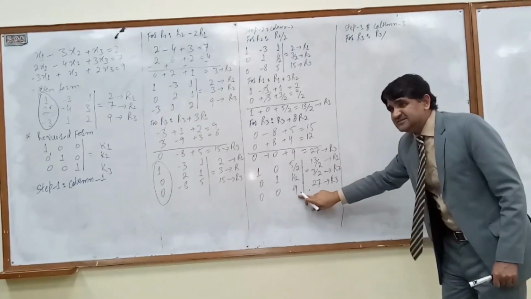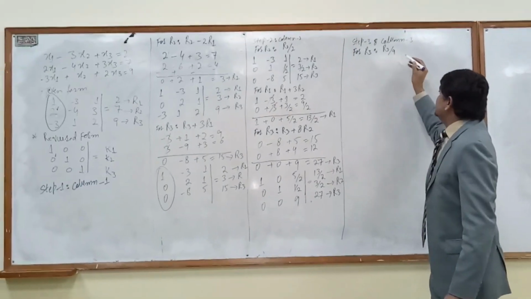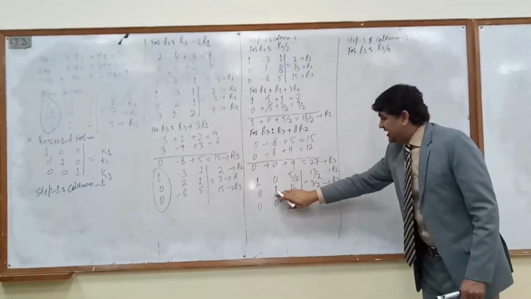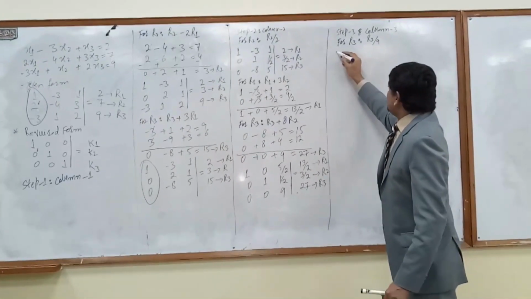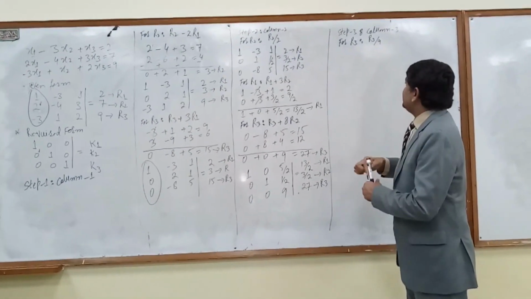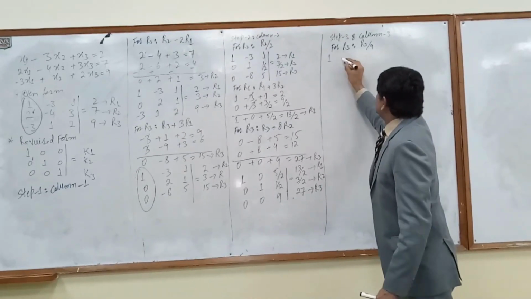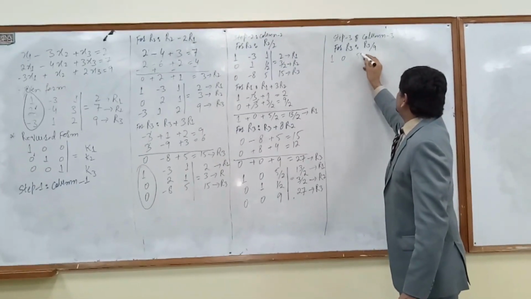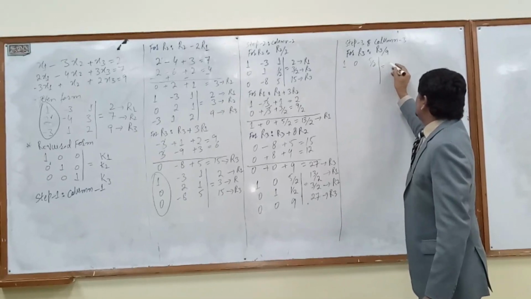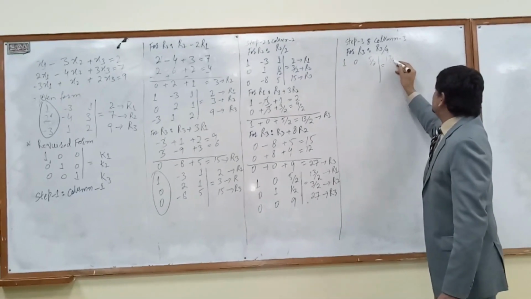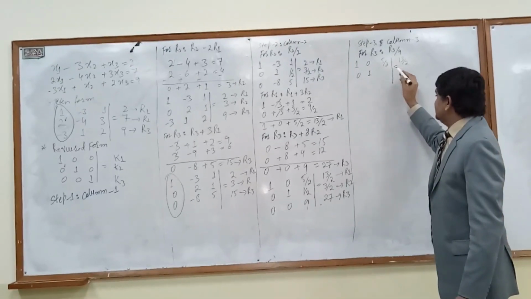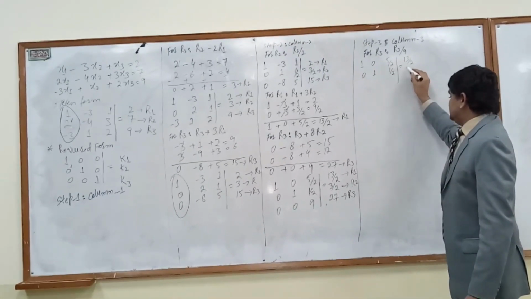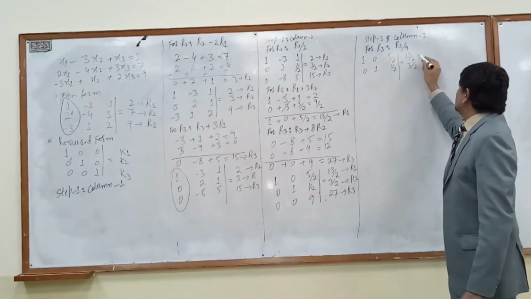R3 is going to divide by 9. So R1, R2 will remain the same. What is R1? 1, 0, 5 by 2, which is equal to 13 by 2. What is R2? 0, 1, 1 by 2, which is equal to 3 by 2.